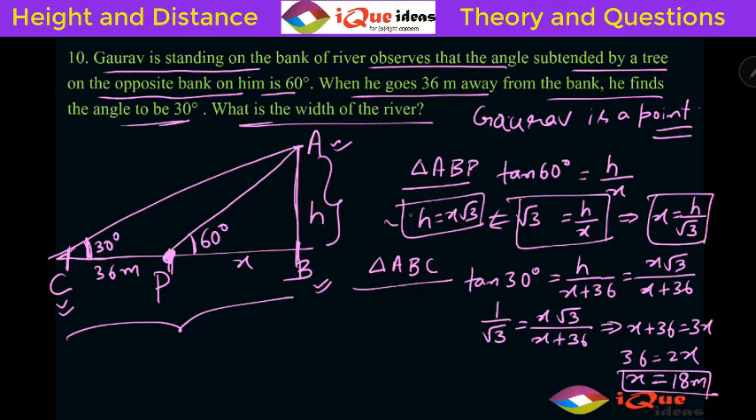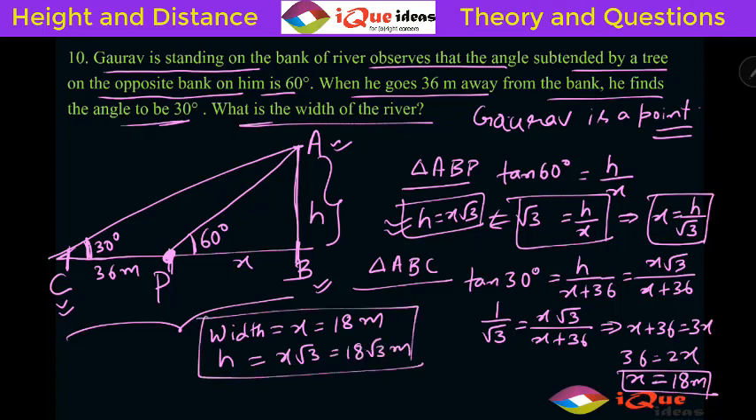If necessary, you can also find H. So first I'll write width of the river is X, that is 18 meters. And if you want to find the height, it will be H, that is X root 3. So it is 18 root 3 meters. All right. So these are the answers of this question. Now let's go to the next one.